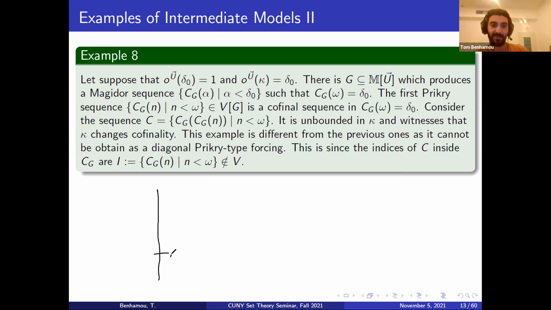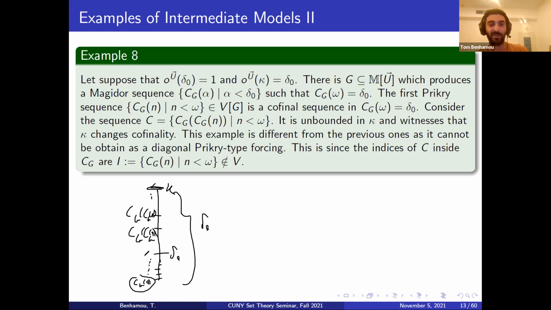You have delta 0. You can see what I'm writing right now? Mm-hmm. Okay. So you created a Prikry sequence. So it's CG of 0, CG of 1, etc. This is an omega sequence, and you go up to kappa. Here you have something of order type delta 0. So you can plug in these points. So you have CG of 0, then CG of 1, and so on. This will actually witness the fact that the cofinality of kappa in the generic extension is omega. Okay. So this is the next example.